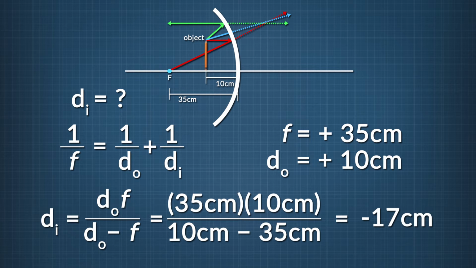A negative image distance means the image is on the opposite side of the mirror as the object. That means it's a virtual image. This is consistent with our diagram and with the memory device, which says the image is larger than the object, upright, and virtual, LUV.